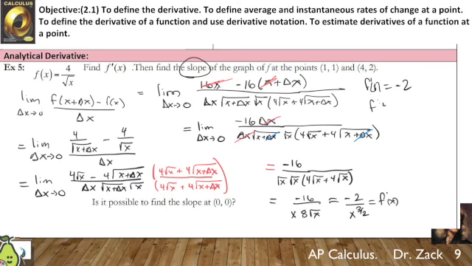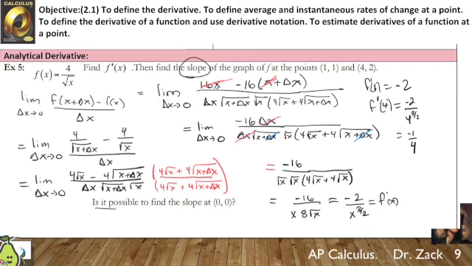Substitute your 4, so f prime at 4, and we end up with negative 2 over 4 to the 3/2. And as a reminder, take the square root of 4 first, get your 2, and then 2 to the third is going to be 8. So simplify, you get negative 1 over 4 as your derivative for that problem.